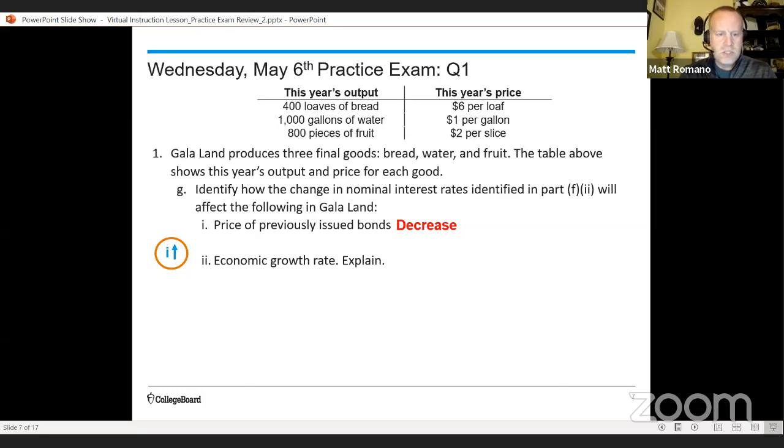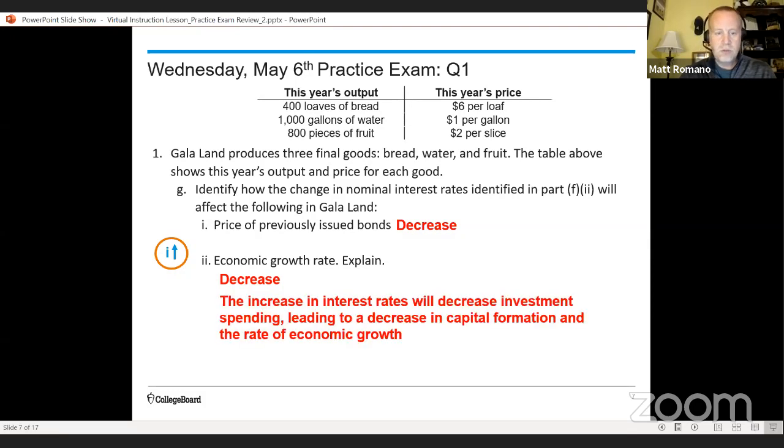For part two of G, economic growth rate, explain. There's that word, explain. Now we have to provide some explanation, some causal relationship. So first things first, economic growth rate is going to decrease. We had an increase in interest rates. The economic growth rate is going to decrease. I need to be able to explain that. The increase in interest rates will decrease investment spending, leading to a decrease in capital formation and the rate of economic growth. Key phrase there, capital formation. That's your link. That's the link between that short-term change in investment and that long-term decrease in the rate of economic growth.